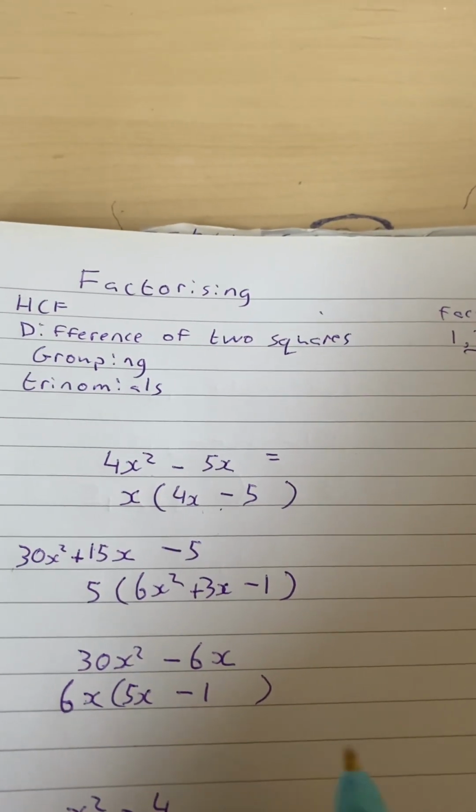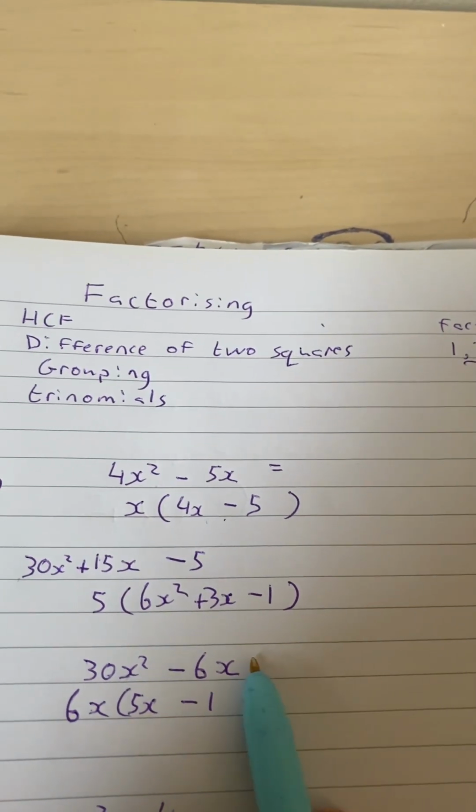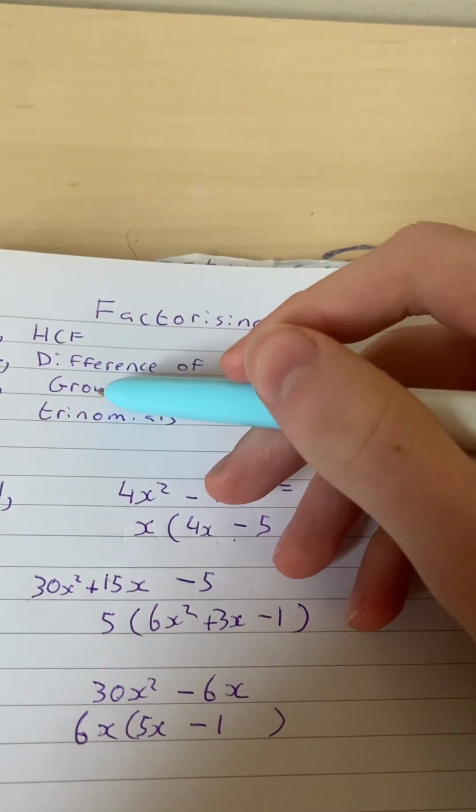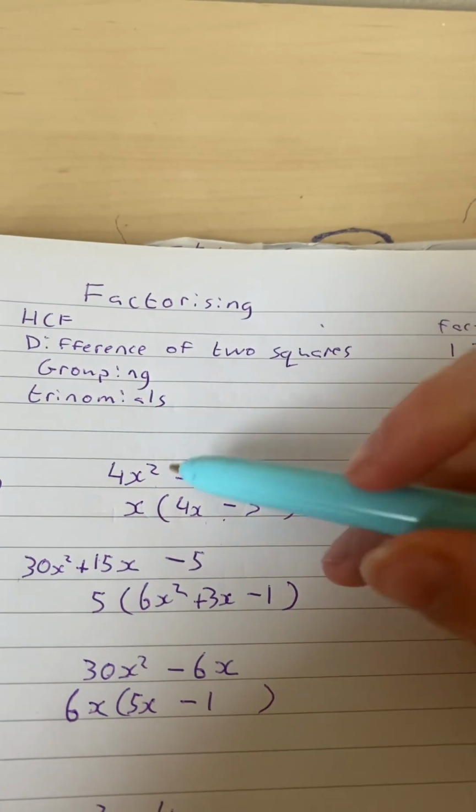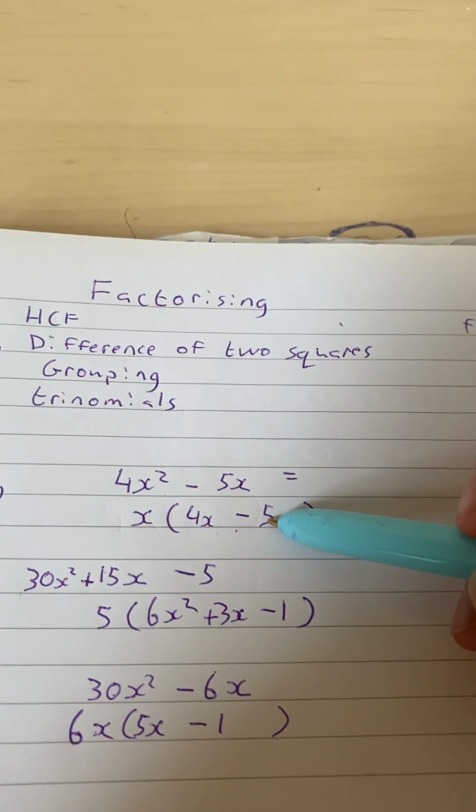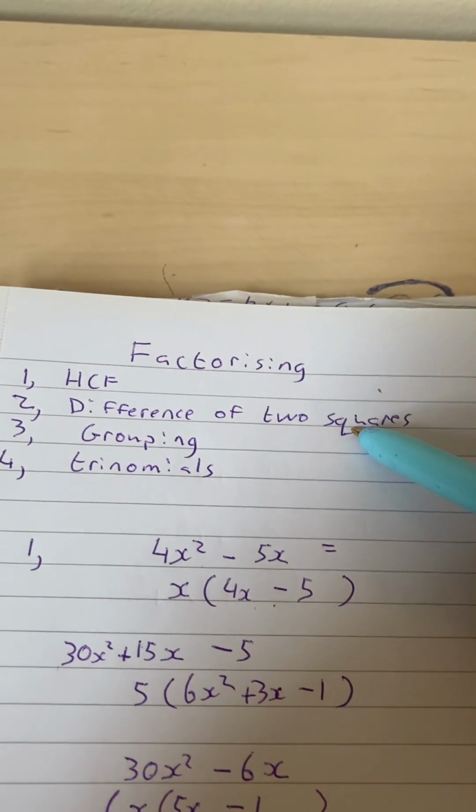That's highest common factor. We should all know that, so it's quick revision. I went over it very quickly. Highest common factor, we look for the factor they have in common, take it out of the bracket, and leave what's inside. So now we're moving on to difference of 2 squares.